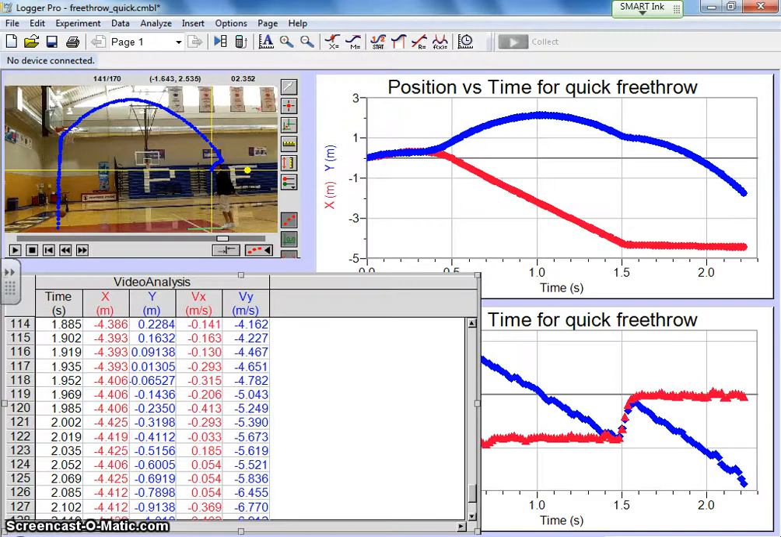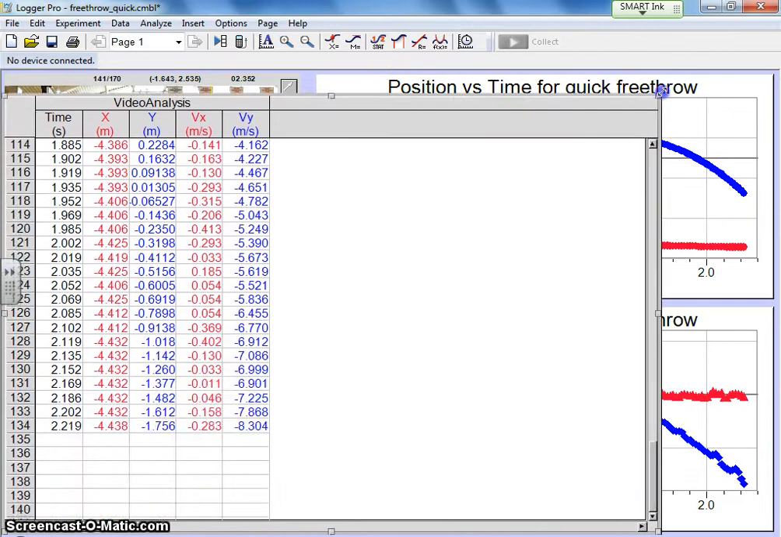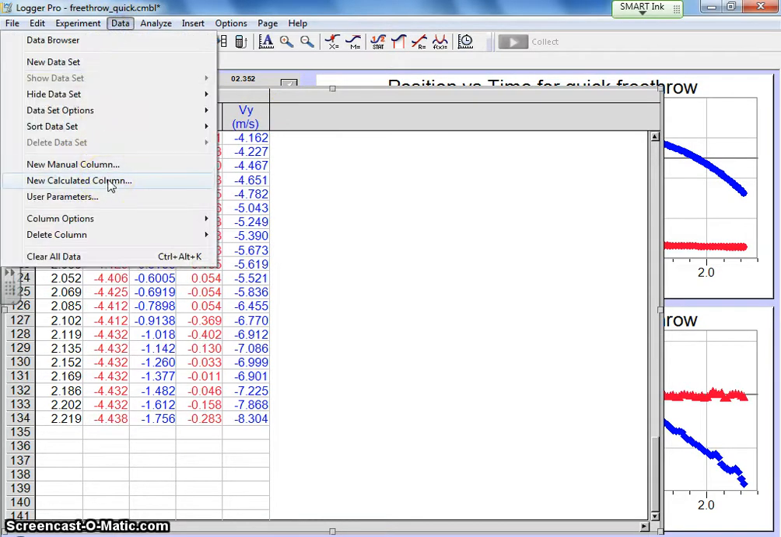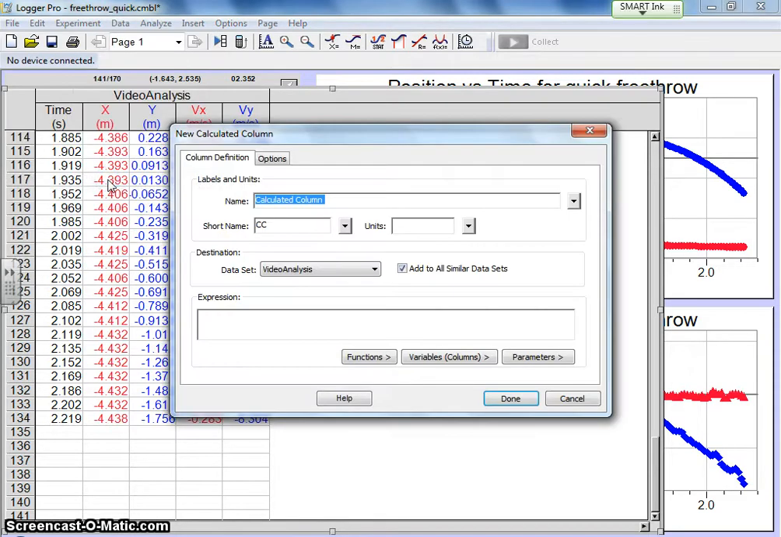And I have a Logger Pro graph here. It's not a piece of playground equipment like you're doing, but the data has velocity in the x direction data and velocity in the y direction data. So to get the speed, you come up here to Data, and you select New Calculated Column. We're going to title this column speed. The short name will be V, and the units will be meters per second.